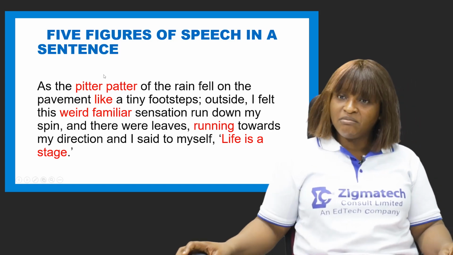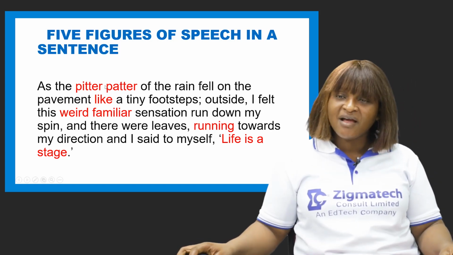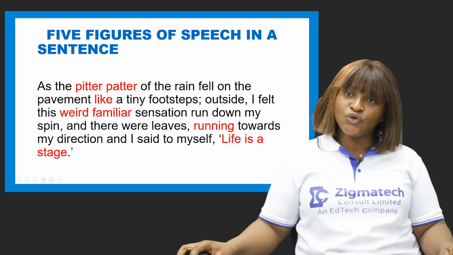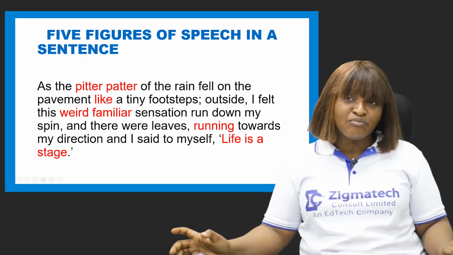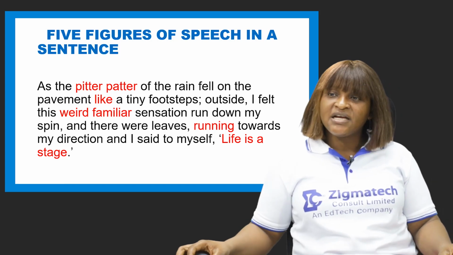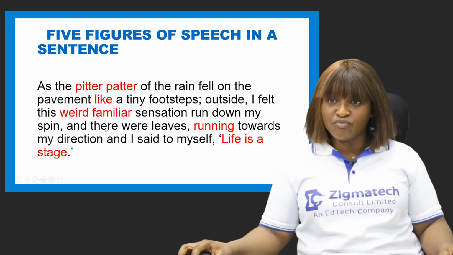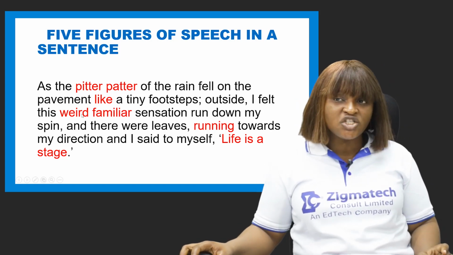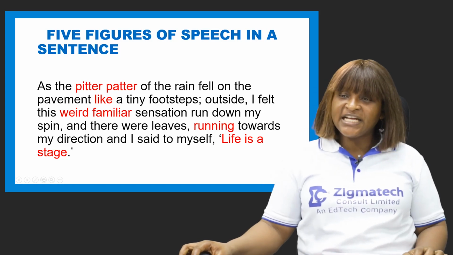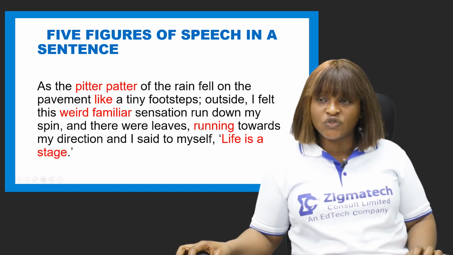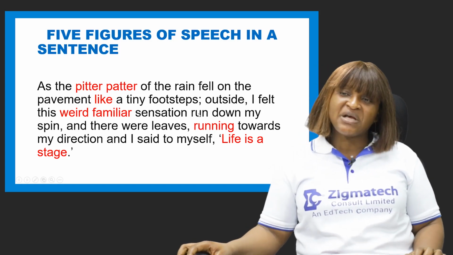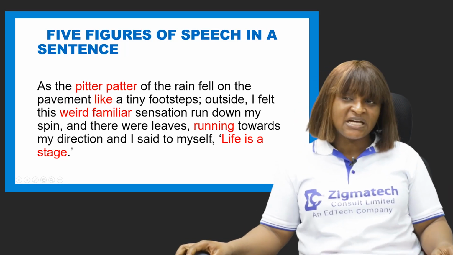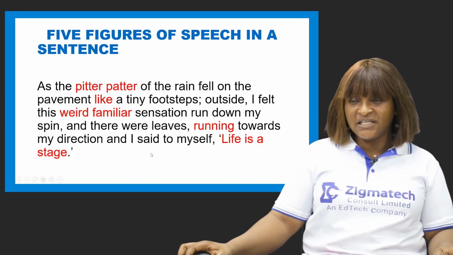The first one is my onomatopoeia, that's the pitter-patter, that's the sound made by the rain. The second one is the use of simile, which is the use of like. I didn't bother using as, I had to use like. Now the third figure of speech I used is my oxymoron. That's the last that I explained. That's weird familiar. Something can be strange and at the same time familiar. Then the fourth figure of speech used was what? Personification, where I personified the leaves as things that can run. Then finally I used my metaphor, where I said that life is a stage.